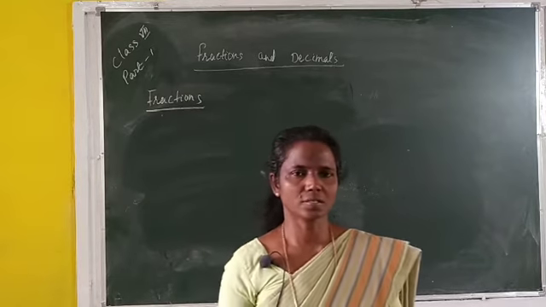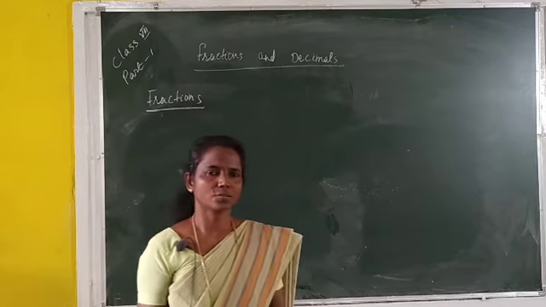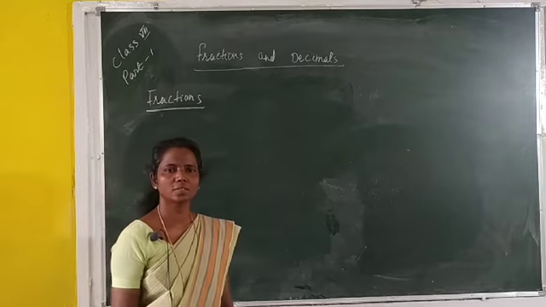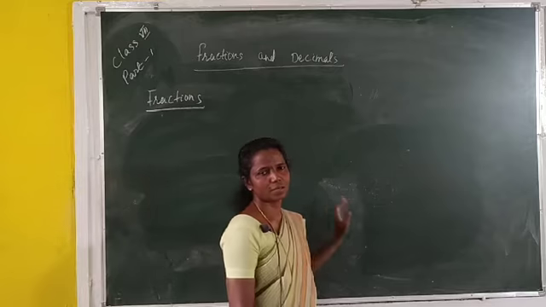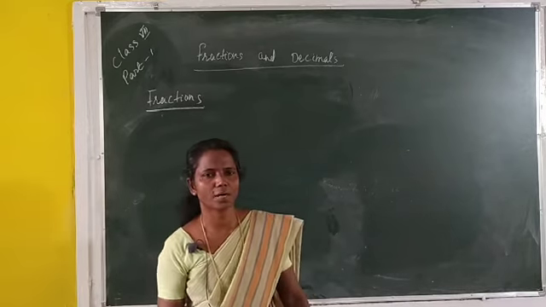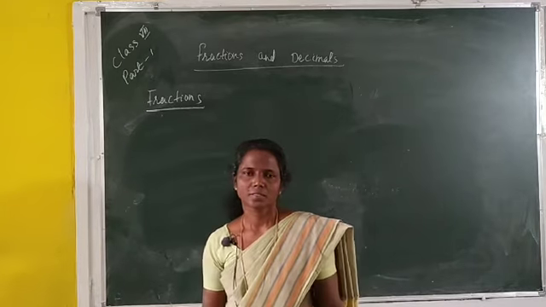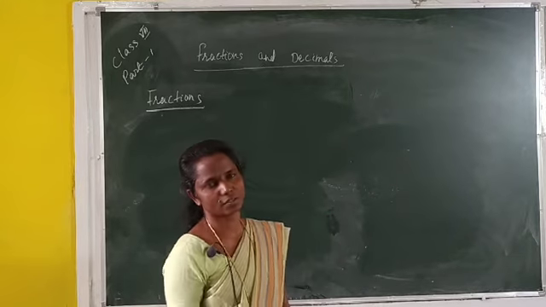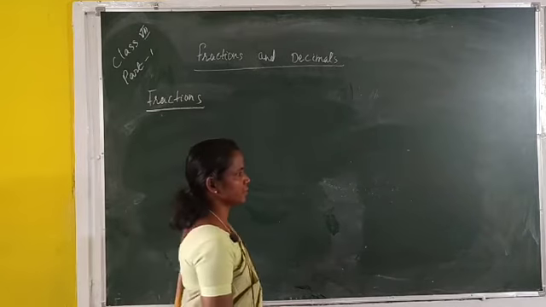First, we can revise once more. Fraction means a part of a whole. A fraction represents a part of a whole. Whole may be a single object or a collection of objects. Then, for example, how to write fractions.